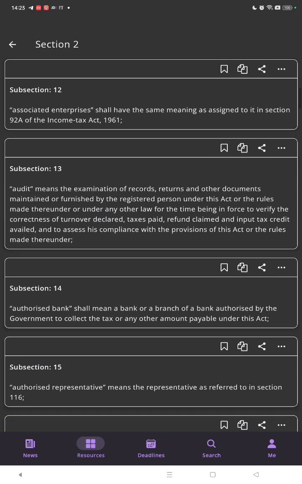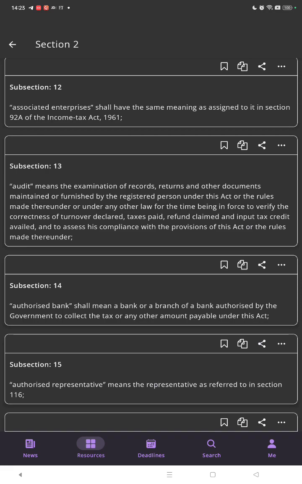Subsection 13, audit, means the examination of records, returns, and other documents maintained or furnished by the registered person under this Act or the rules made thereunder or under any other law for the time being in force, to verify the correctness of the turnover declared, taxes paid, refund claimed, and input tax credit availed, and to assess his compliance with the provisions of this Act or the rules made thereunder.